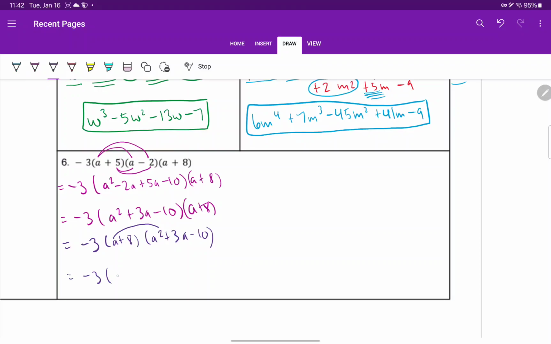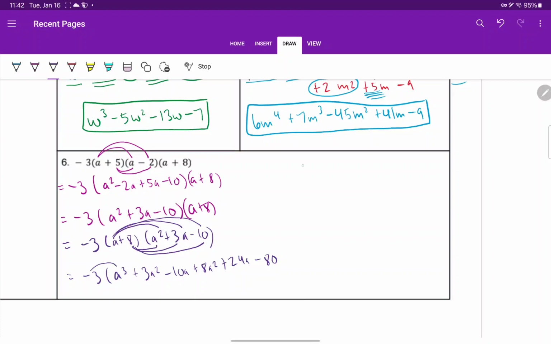So a times a squared is a to the third. A times 3a is going to be 3a squared, positive. And a times negative 10 is negative 10a. Now we're going to distribute the 8. 8 times a squared is positive 8a squared. 8 times 3a is positive 24a. And 8 times negative 10 is negative 80. And last but not least, we're going to combine our like terms. Oh, sorry. We're going to distribute negative 3 first.